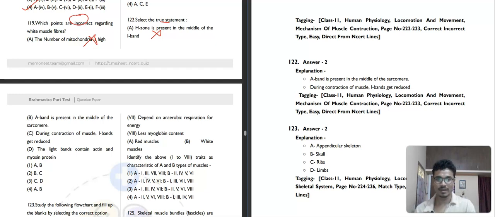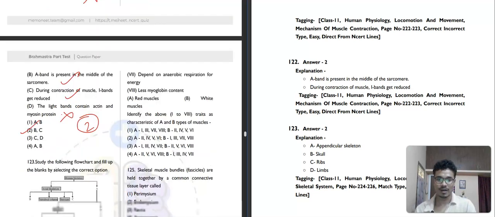A band is present in the middle of the sarcomere. This is actually true. And during contraction of muscle, I bands get reduced. Yes, the A band remains constant, but the I band gets reduced. The light band contains actin and myosin protein. This is incorrect. The light band is only actin. So here the true statements are B and C. The second option is our correct answer.